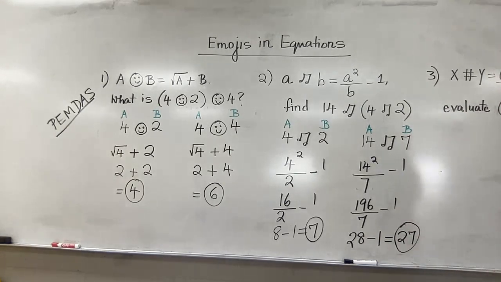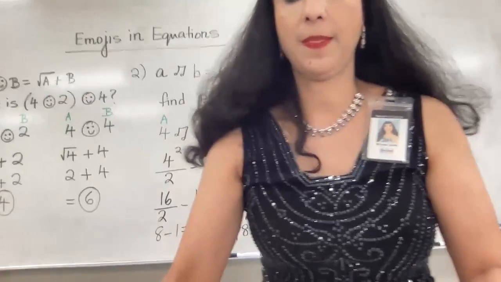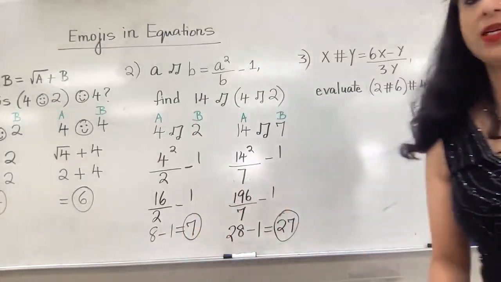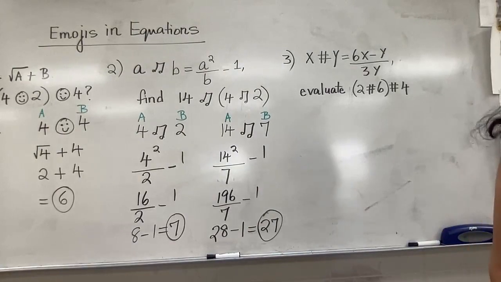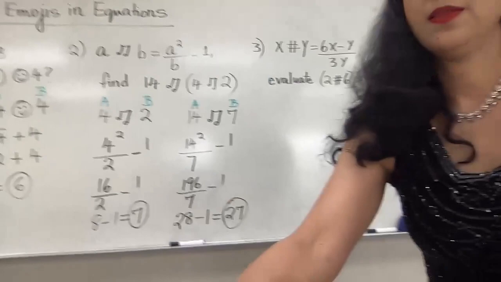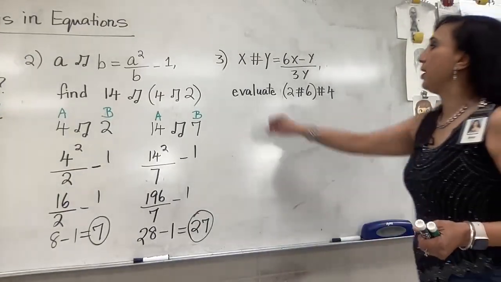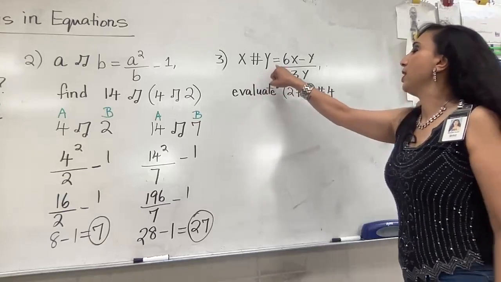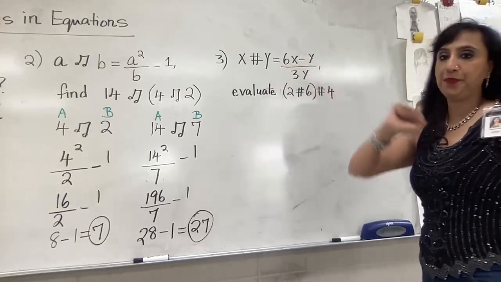All right, so let's try the next problem. In this problem, x hashtag y is equal to 6x minus y over 3y.